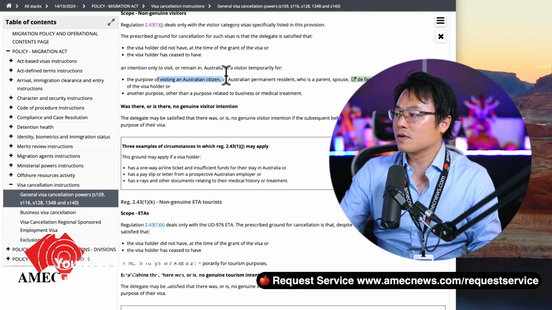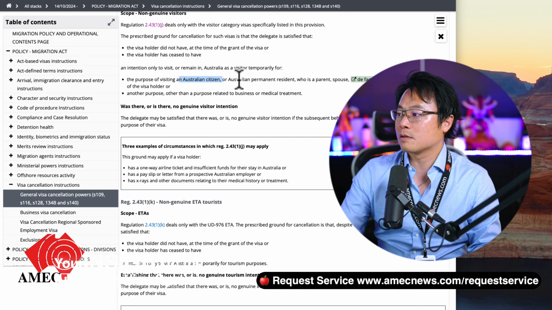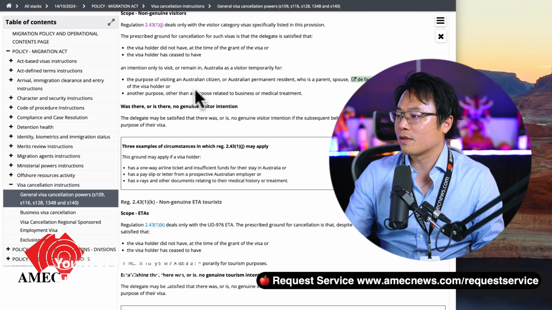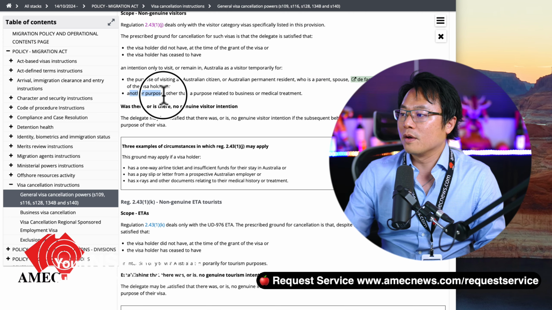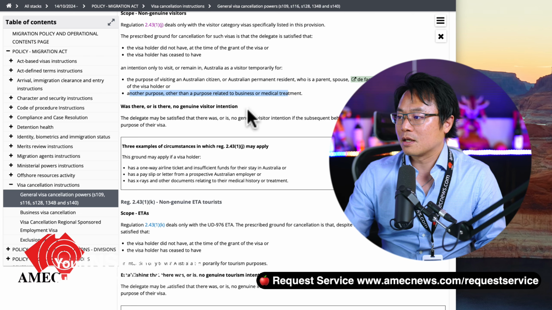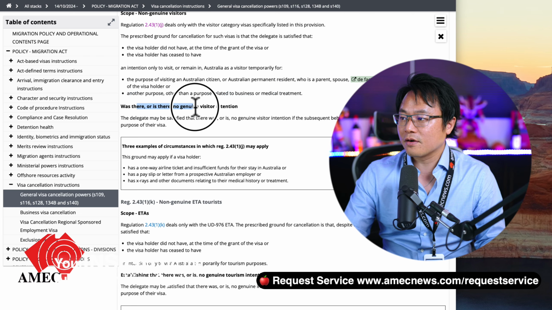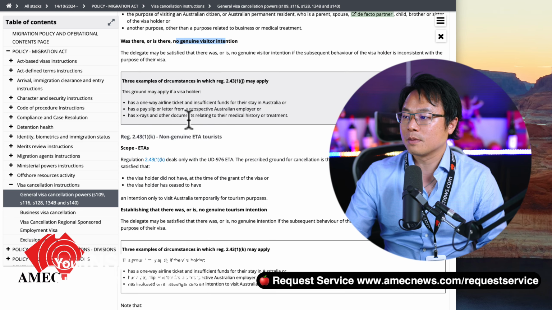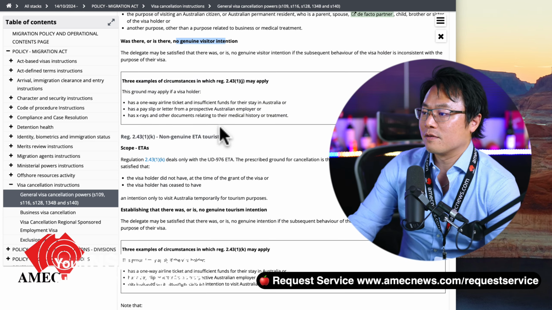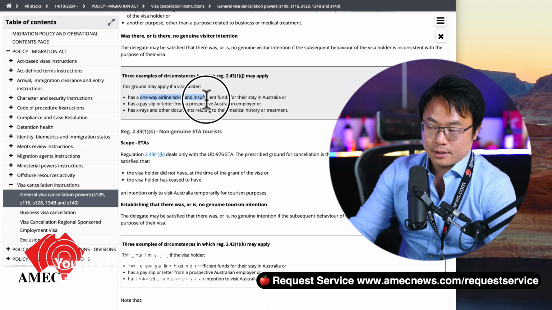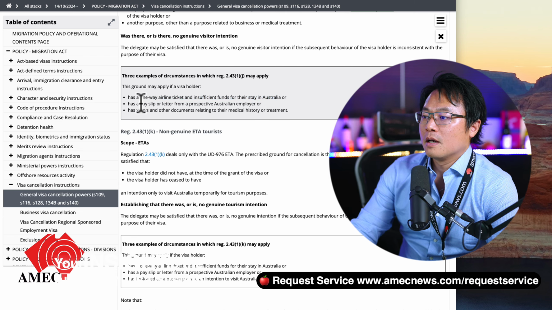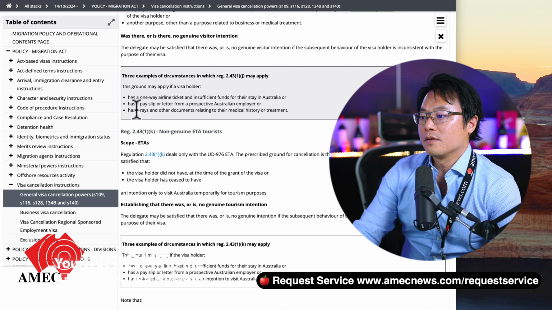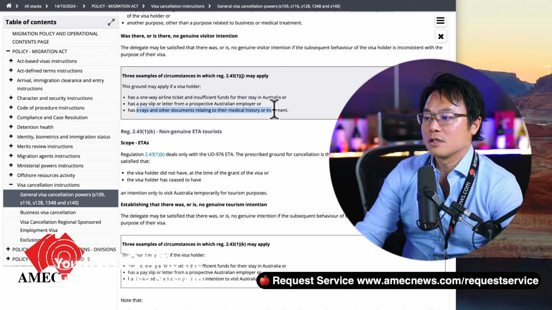So the purpose of visiting is either you're visiting an Australian citizen, permanent resident, or a parent or spouse or de facto, child, brother, sister of any other visa holder, or another purpose such as business or medical treatment. So is there no genuine visitor intention? So we're talking about non-genuine. For example, they check on whether you hold a one-way ticket, insufficient funds, there is a potential Australian employer, there is documentation of a medical history, and so on.